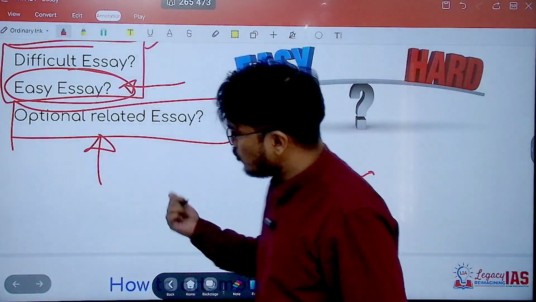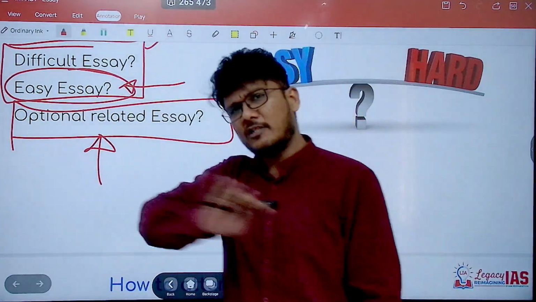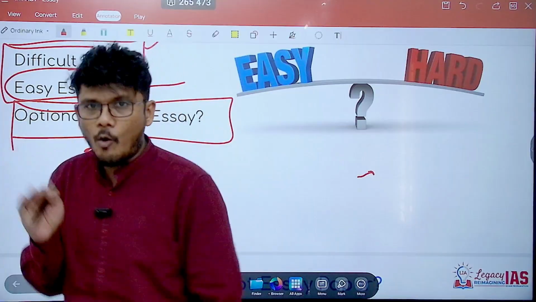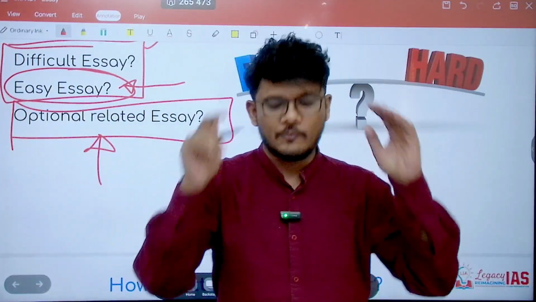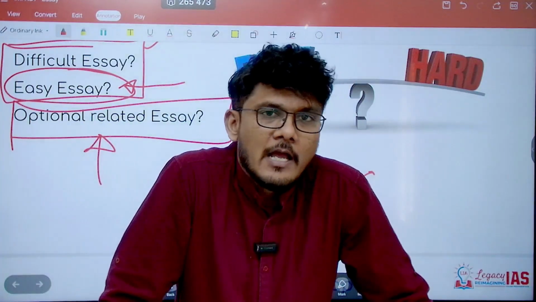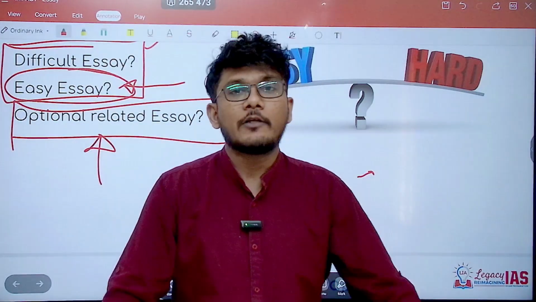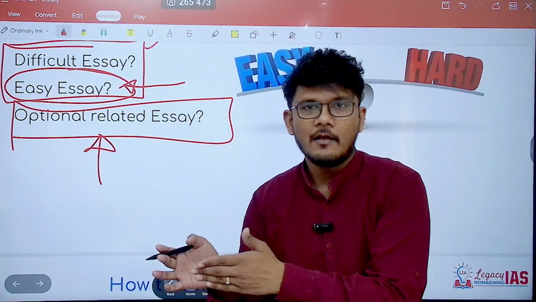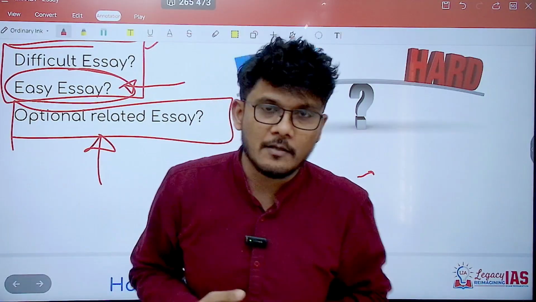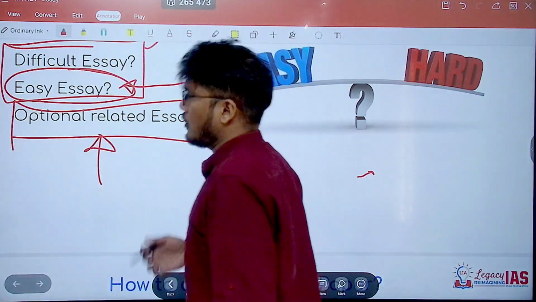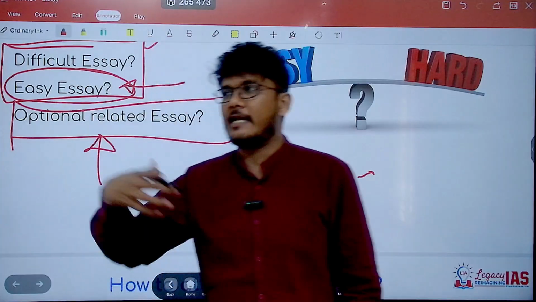So why choose an optional-related topic? Because your depth of knowledge will be amazing there. However, here comes the disclaimer, or the advisory. When you do that, ensure that you do not make the essay a paper of your optional.